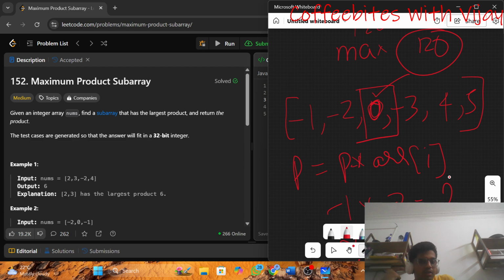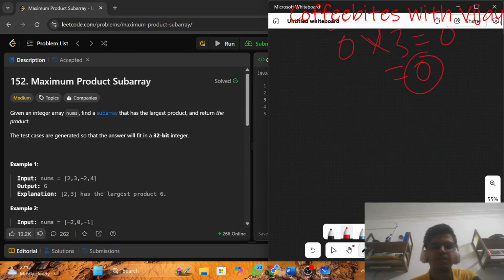Guys, if I encounter 0, even if I calculate the prefix maximum product and even if I calculate the suffix maximum product, I will always land up with 0 as my answer. So I should not get 0. So what to do, guys? We have to mention a condition. We have to write an if statement that if I encounter 0, change my prefix back to 1 and change my suffix back to 1.